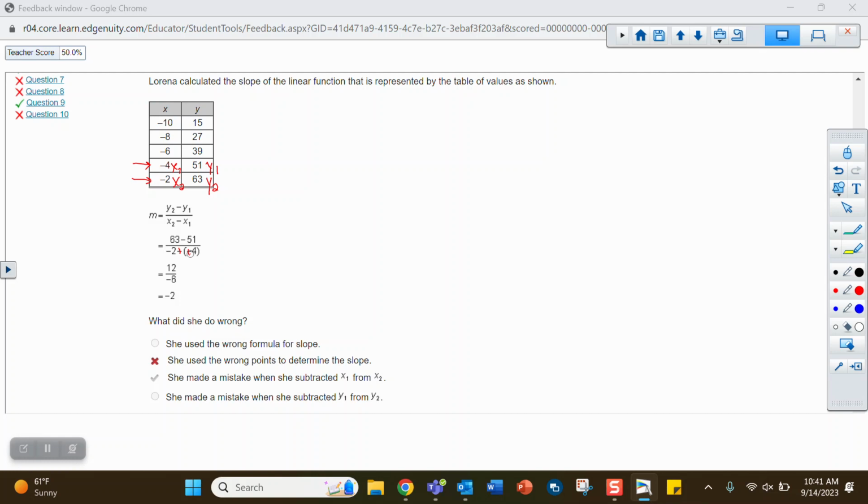So -2 plus 4, this should be +2, and 12 over 2 is 6. So the slope should have been 6. She did not use the wrong formula. She didn't use the wrong points. You can use any 2 points you want. She made a mistake when she subtracted x1 from x2. There we go. She messed up subtracting a negative.